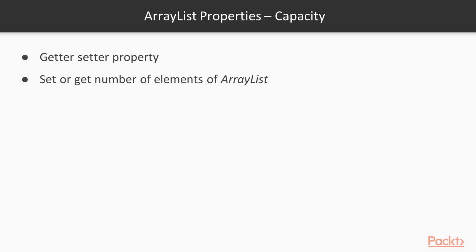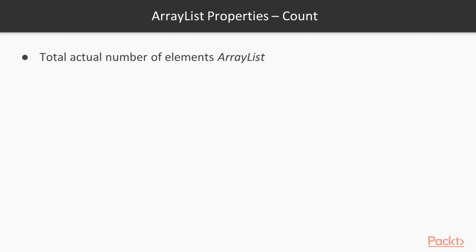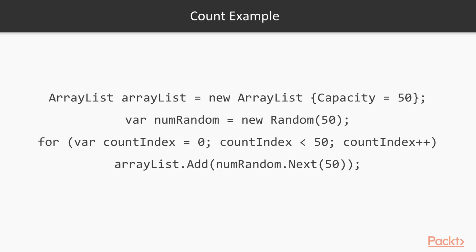Let's discuss the methods and properties used. The properties of ArrayList play a vital role while analyzing an existing ArrayList. Capacity property is the getter-setter property. With the use of this, we can set or get the number of elements of ArrayList. This is the example for capacity. Count is the total actual number of elements ArrayList contains. Here's the example of count.